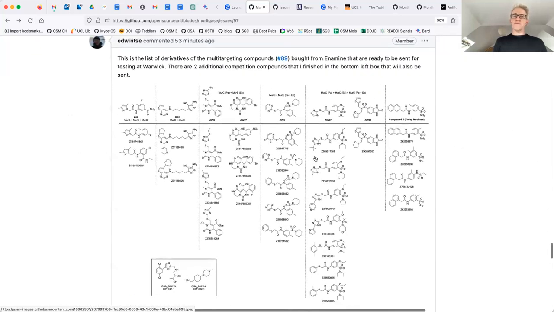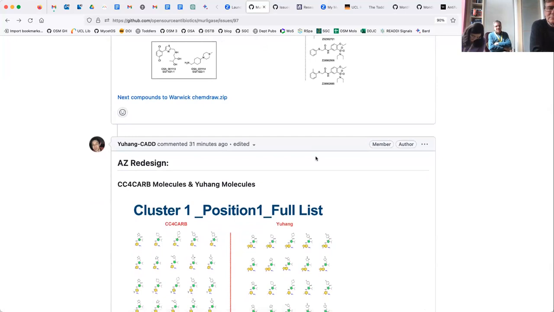That's the idea. Okay, does anybody else have any questions about the Warwick Enamine collection or the atomized compounds and the multi-targeting compounds? Are those sets that we have been looking at?